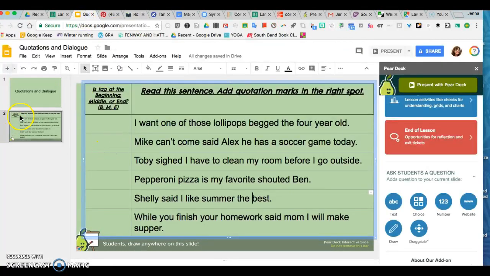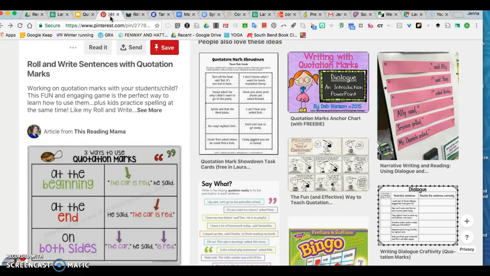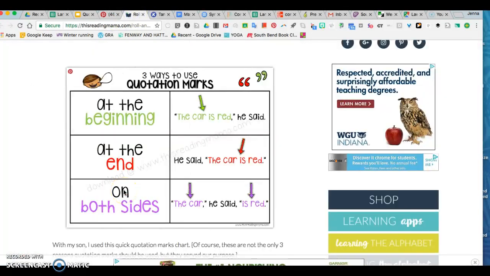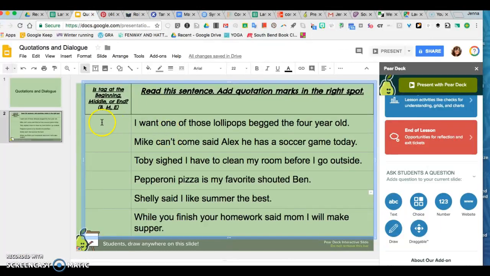So today, after you watch this video, you're going to get onto this Pear Deck and you're going to need to read these sentences and tell me, is the tag at the beginning, the middle, or the end? Use this to help you. If it's at the beginning, you're going to put a B. If it's at the middle, you're going to put an M. And if it's at the end, you're going to put an E.